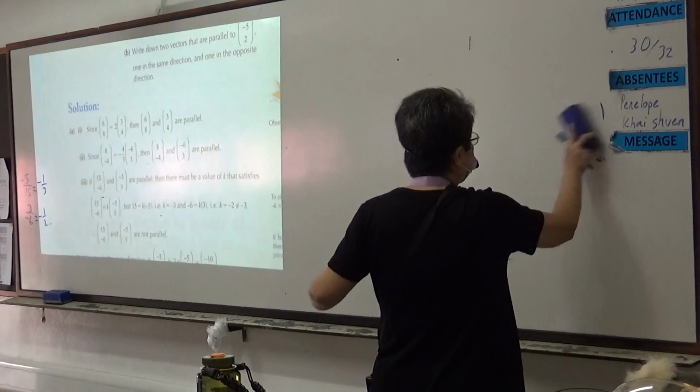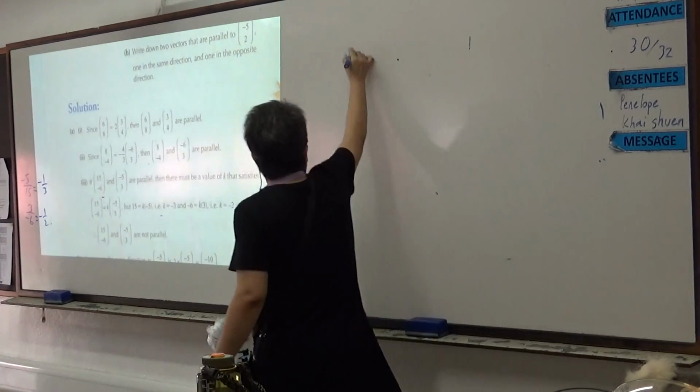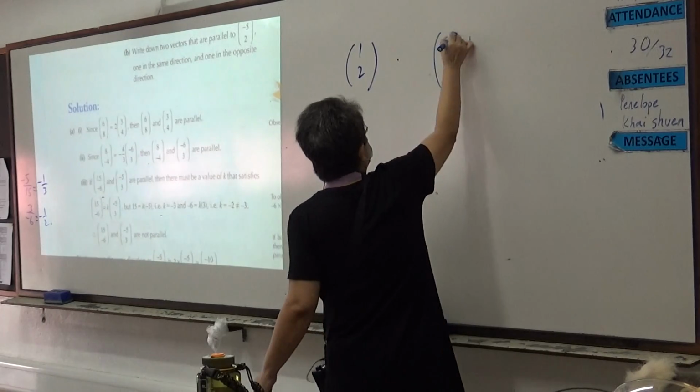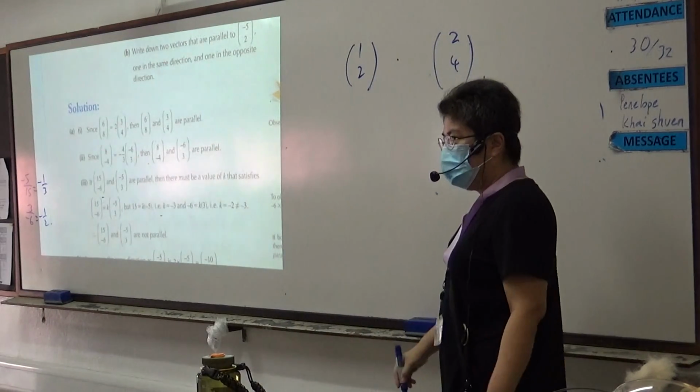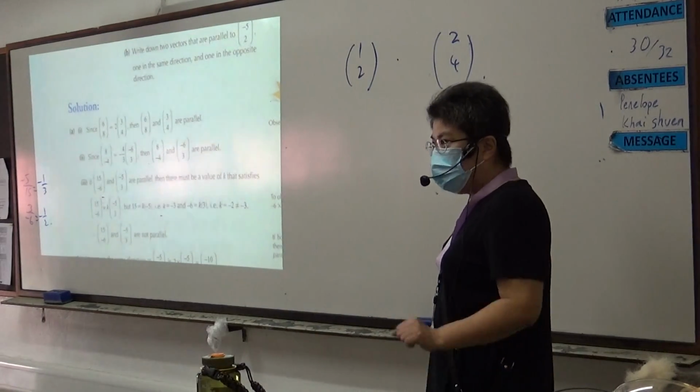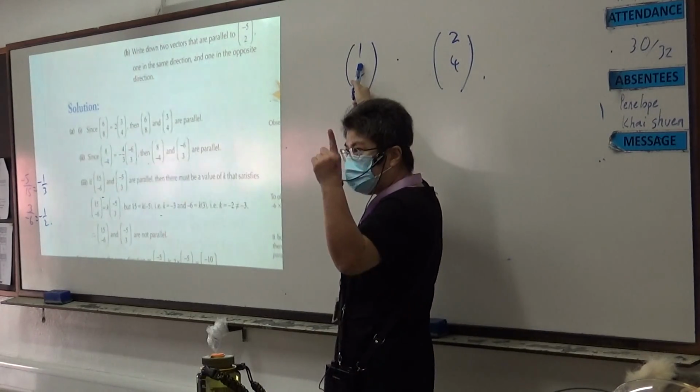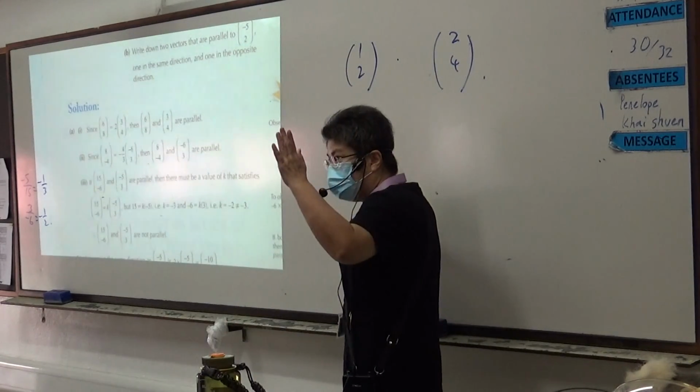I'll repeat what I'm saying here. All of you look up. If I have 1, 2, I give a simple one, and 2, 4, they are confirmed parallel. Why? Because 2 over 1 is 2, right? 4 over 2 is also 2. Okay, they are parallel already.